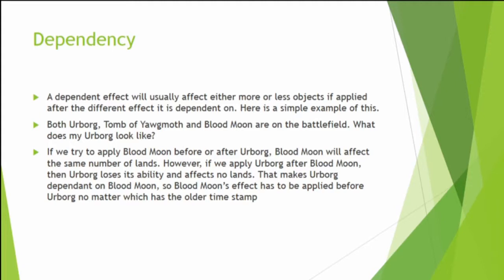But here in my last piece, I actually have the example of Blood Moon and Urborg. So they still affect the same number of lands. However, if we apply one before the other, we get a different effect depending on how we apply it. And since the effects change how it affects the other one, that's where we get the dependency from, because it actually affects the other one. I have some examples with this too coming, but does this make sense to everybody so far?